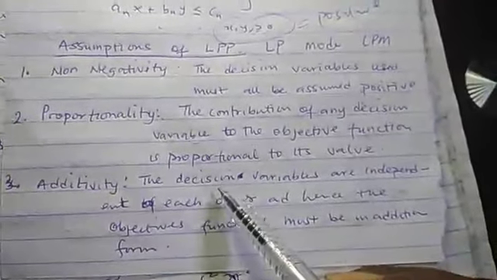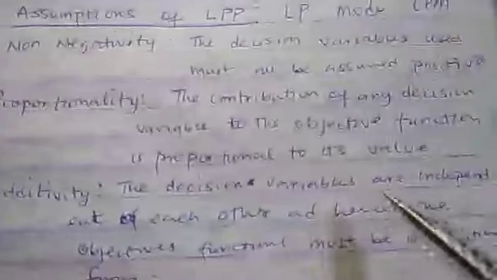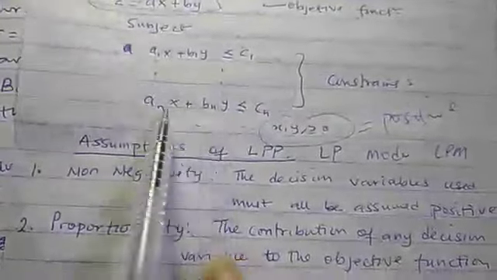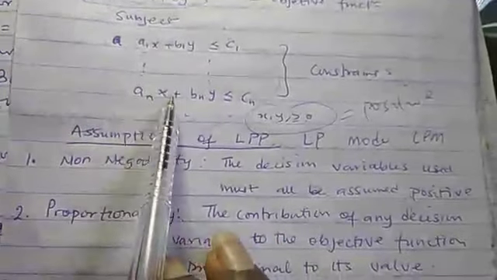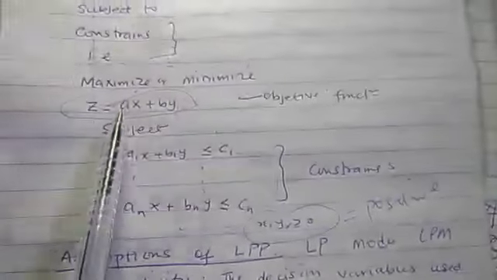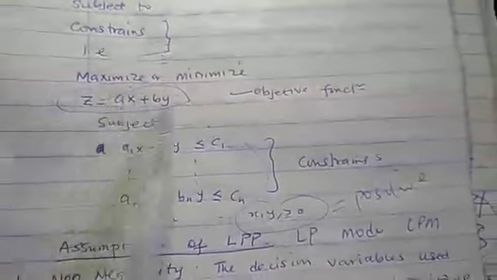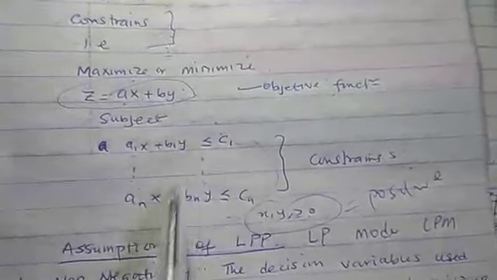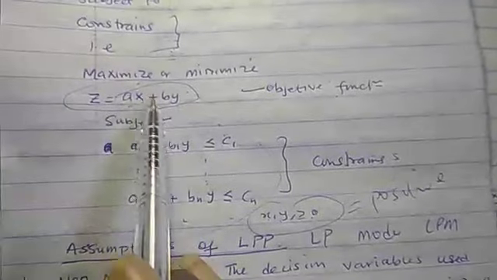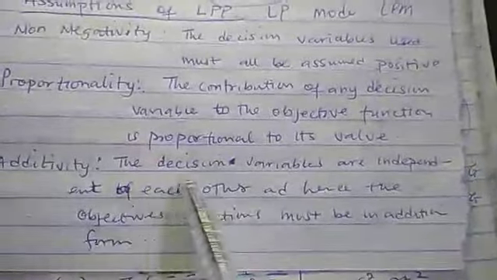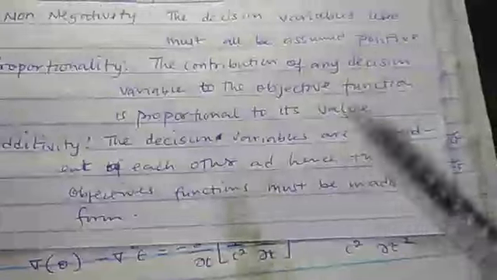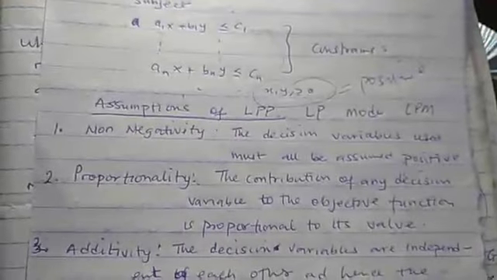Another one is additivity. We say that the decision variables are independent of each other. Since they are independent of each other, the objective function has to be in addition form. The constraints can still have minus, but this objective function has to be plus. That is the reason why we say the decision variables are independent of each other, and hence the objective function must be in addition form.